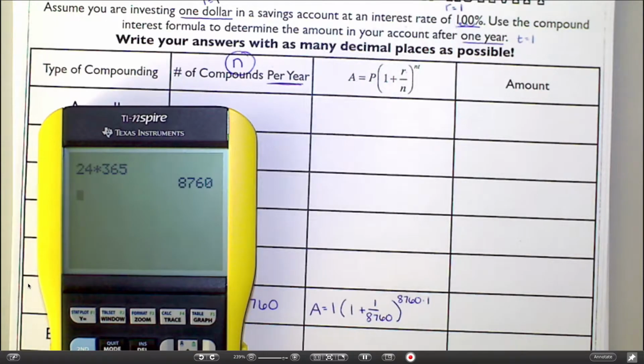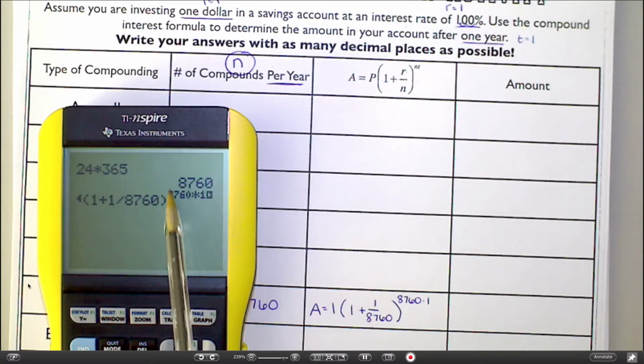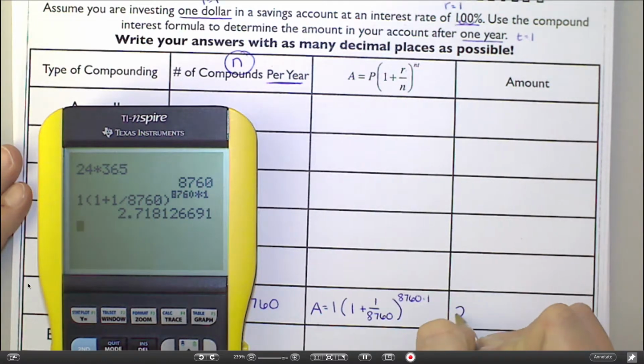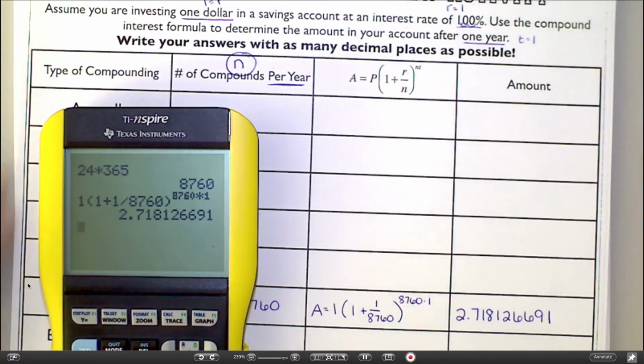And now I'm going to type that into my calculator. So I'm going to type 1 times 1 plus 1 divided by 8760 to the power of 8760 times 1. If your calculator does not let you type up in the exponent, if it keeps it all on one line, you will need parentheses around that exponent. And then I hit enter, and I get this. And again, I told you to write out as many decimal places as your calculator gave you. That's why you have all this space. So I would write out 2.718126691. Again, I promise you I have reasons for all that insanity.